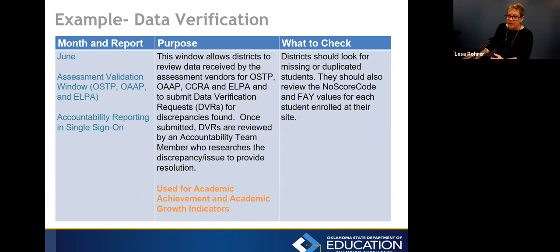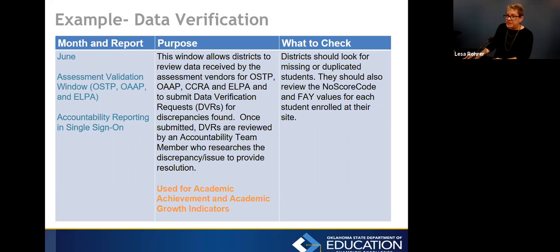Something like an assessment validation. This happens in June as quickly as we can because that testing window doesn't close until May. We give you an opportunity to validate that all of the information that you have is correct. What do you look for during this time? Missing or duplicated students, review of no-score codes, and FAE values for each student that's been enrolled at your site. This is used for the academic achievement and academic growth indicators. So once you've verified this data, we'll be able to pull it into that calculation window.